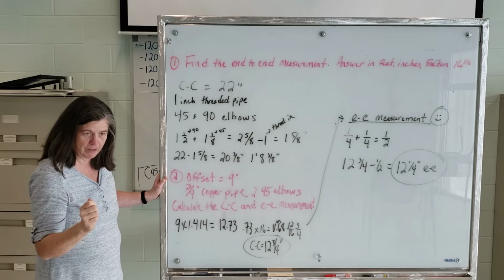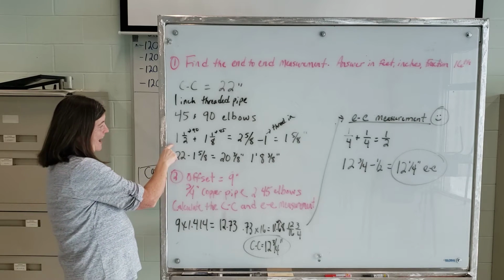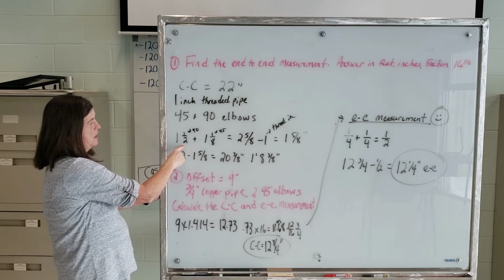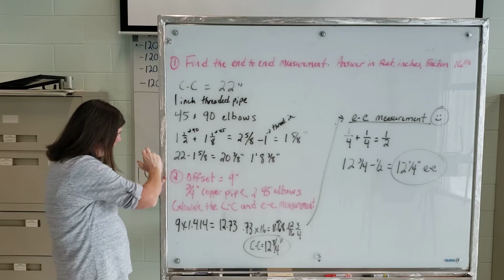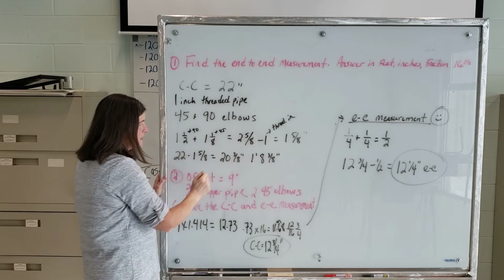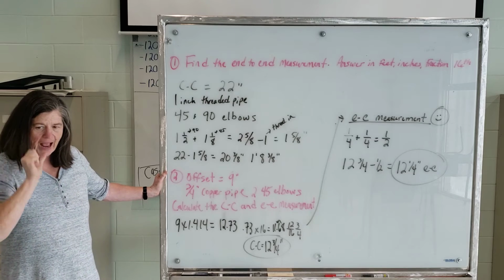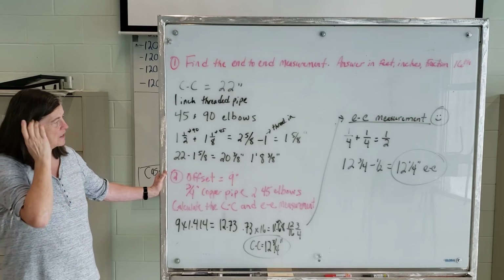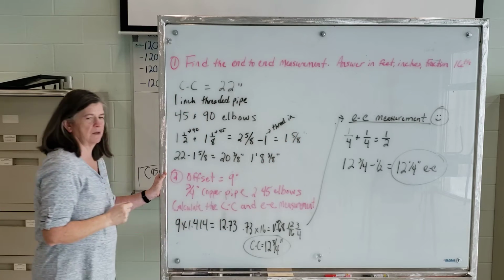I'm going to my pretty little fitting allowance chart. I'm looking at 1 inch pipe. I'm looking at a 90, which is 1.5 inches. Then I'm looking at a 45, which is 1 1/8. That's where I got that from. I add those two together, I get 2 5/8. And I need to subtract 1 off of that because I need to take that 1/2 inch thread in off each end of that fitting. So I get a total fitting allowance of 1 5/8.